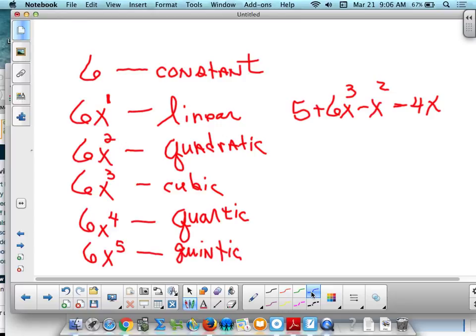You have to add them. Nope, you're supposed to look at every term and pick the highest term. Which term? 3. Right there, 6x cubed, so it's what? This is a cubic polynomial of how many terms? 4. Is 4 terms binomial, monomial, trinomial? No. So we just call it a polynomial of 4 terms.